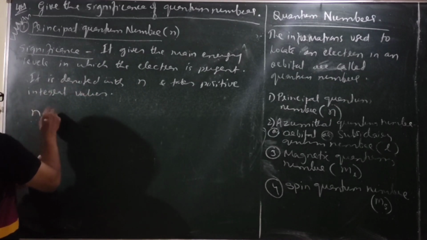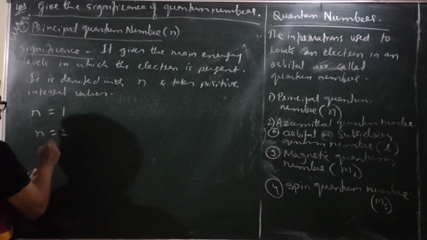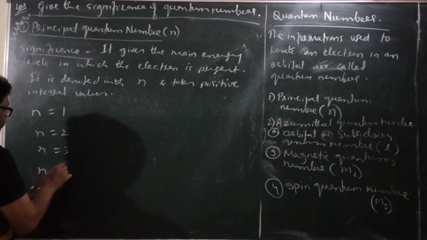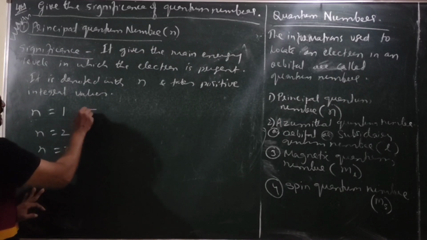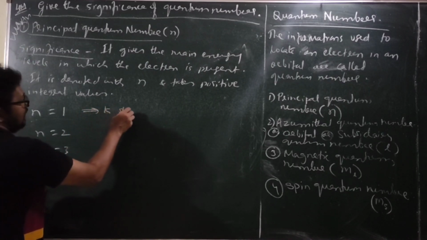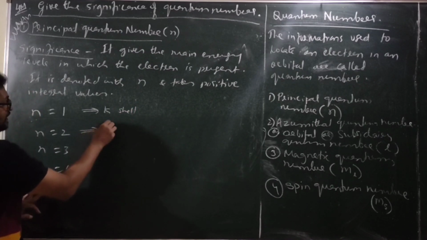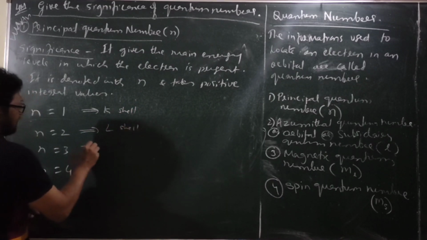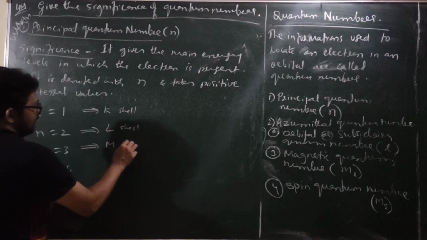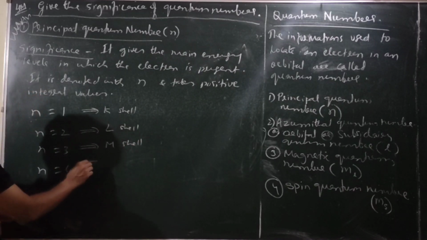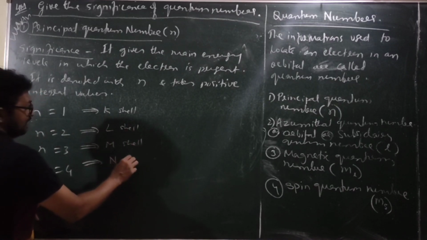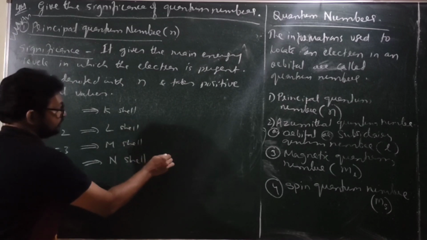n equal to 1, n equal to 2, n equal to 3, n equal to 4. These are the values. This implies K shell, this implies L shell, this implies M shell, this implies N shell, and so on.